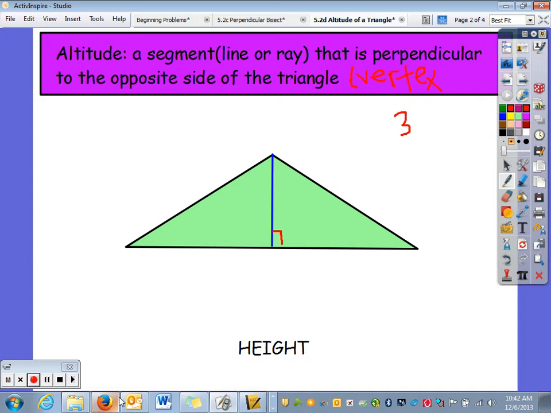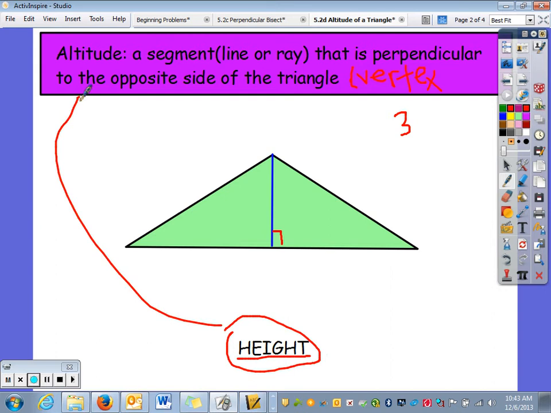Alright, the reason why we're going to be using this a lot is that the altitude, you are more familiar with calling it the height of the triangle. And if you remember the area formula for a triangle, 1/2 base times height, you're going to use the height. The height is the altitude. So really, we could have taught you 1/2 base times the altitude.